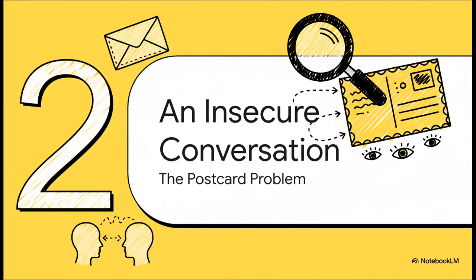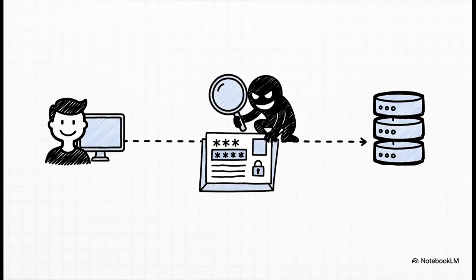But, and this is a huge but, this simple conversation has a massive fundamental flaw. Imagine you're sending a secret message. You wouldn't write it on a postcard for anyone to read, right? You'd put it in a sealed envelope. Well, HTTP basically sends everything on a postcard. And that's the core issue. HTTP sends every single piece of data, your username, your password, your credit card details, in plain, unencrypted text. Anyone who happens to be on the network between you and the server can just intercept it and read it like it's the morning paper.